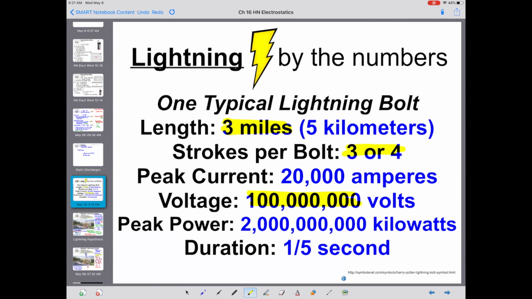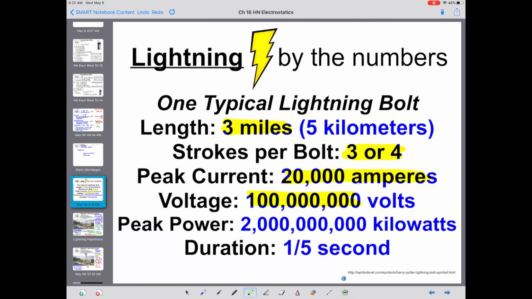Within a lightning bolt, you have 3 or 4 strokes. A stroke is a charge exchange, whereby you have negative charges flowing in one direction, positive charges flowing in another direction. And so you have 3 or 4 discrete charge exchanges. Electric currents, which we haven't talked about yet, but we're getting ready to talk about: 20,000 amps. That's 20,000 coulombs flowing in each second.